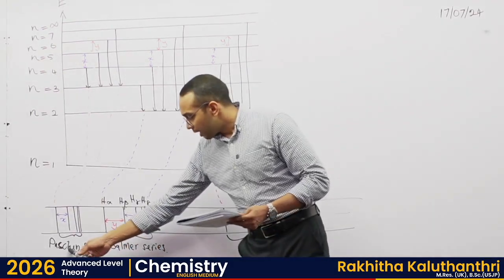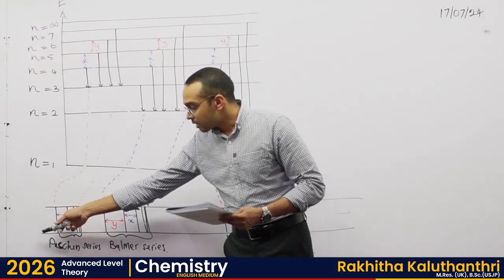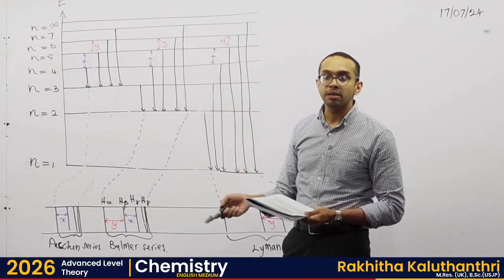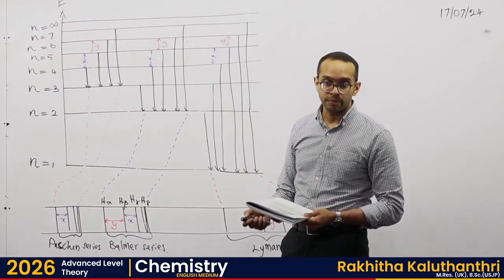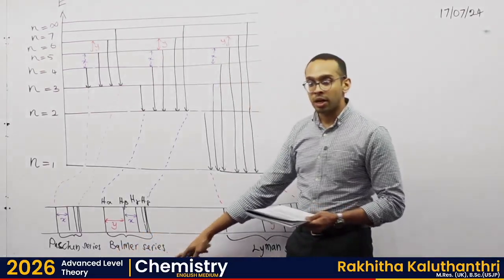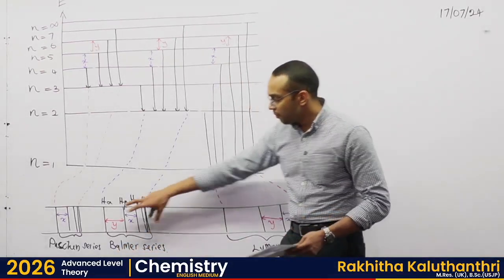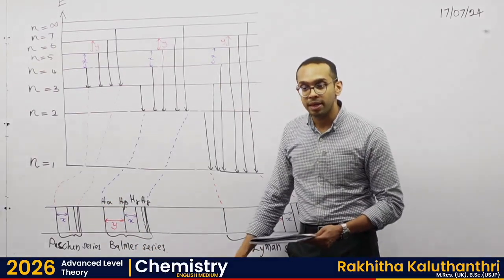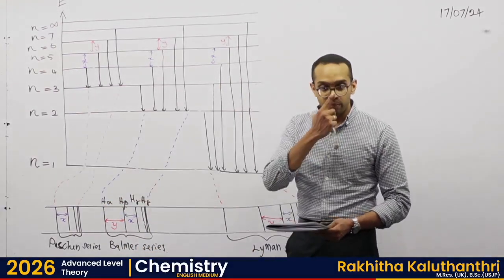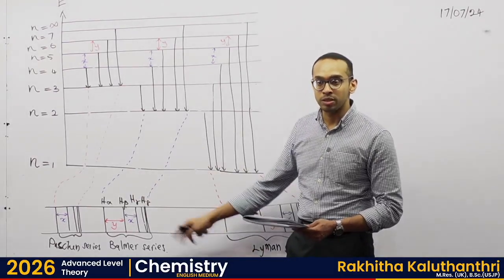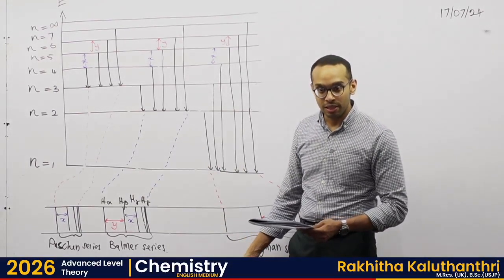So Paschen series, Brackett series, Pfund series, those usually fall into the IR region of the electromagnetic spectrum. Balmer series falls into the visible region. Out of the entire hydrogen emission spectrum, this is the only series we can see, right? Others we can't see, but we can measure their frequency and wavelength values and draw this, but we can't see it. Is that clear?